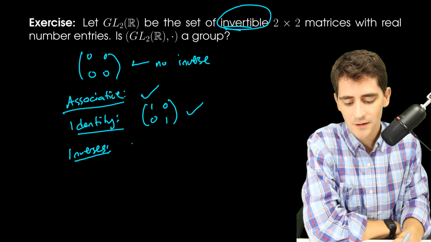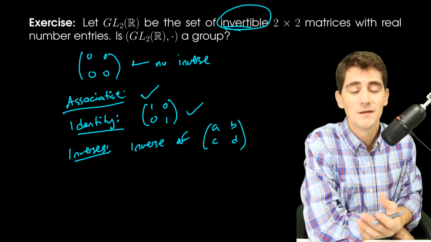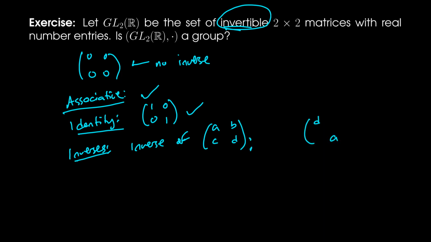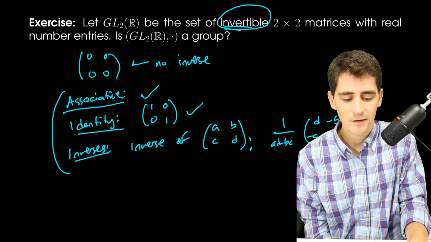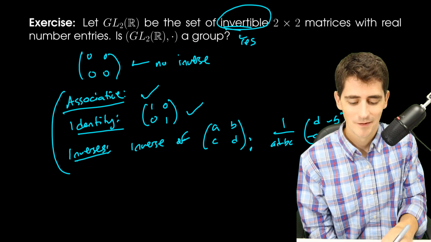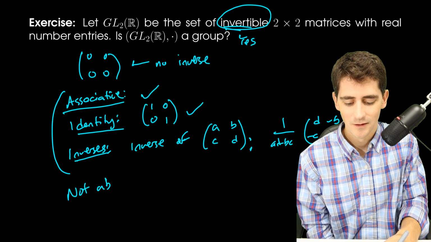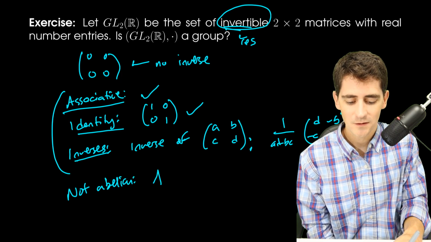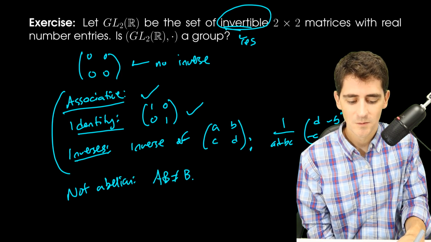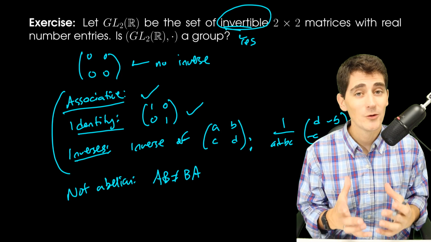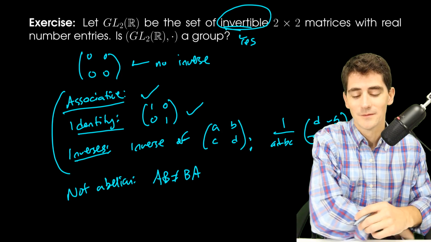But if I want to know the inverse of the matrix ABCD, you just flip the entries along one diagonal and make the other diagonal negative, and then you divide by the determinant, which is AD minus BC. So this would be the inverse of the matrix ABCD. We have inverses. So this thing is a group. However, it's not abelian because we know in matrix multiplication, AB does not necessarily equal BA. So this is a group, but a non-abelian group, which is pretty interesting.